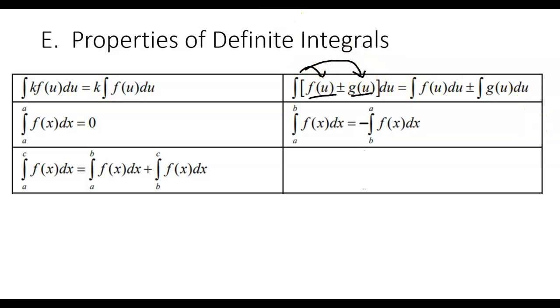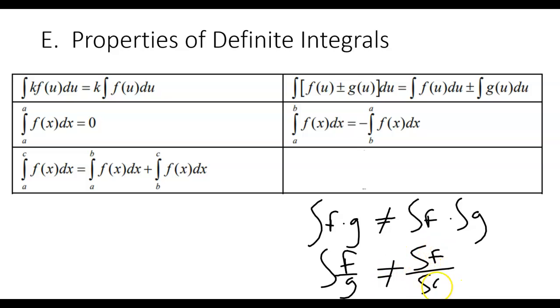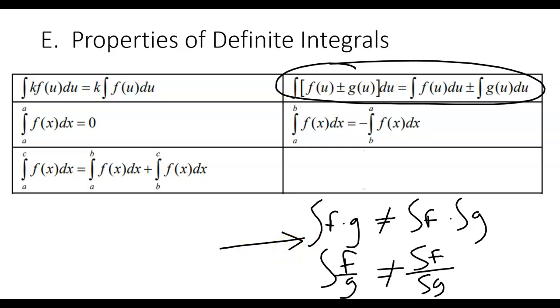It doesn't work that way for multiplication. So for instance, some stuff you can't do is if you had two functions being multiplied together, that is not equal to the integral of f times the integral of g. It just doesn't work that way. Or if you have the integral of f over g, that is not equal to the integral of f over the integral of g. That's not true. You can't do that. That works for addition, but you can't do it with multiplication or division. And there might be some questions where they ask you about that in this week's work. So you want to be aware of that.